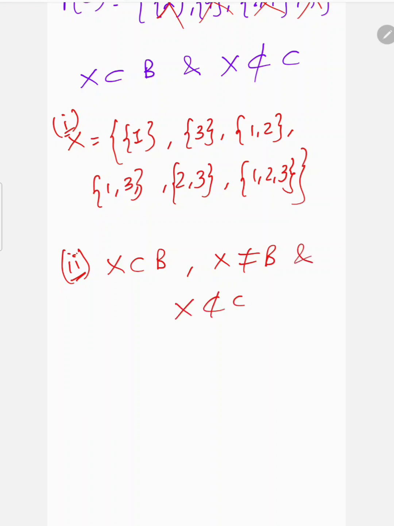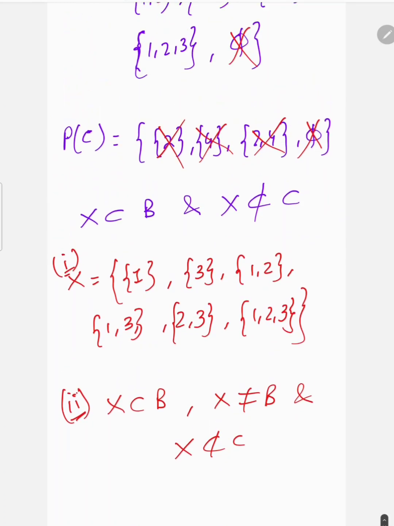X is a subset of B. X is not equal to B and X is not a subset of C.